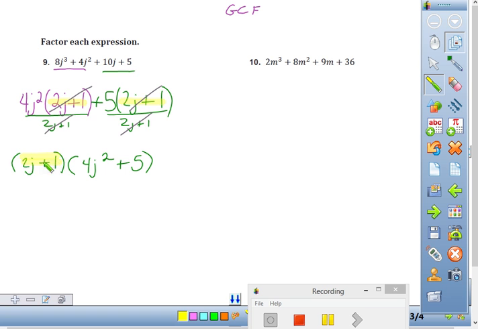So this was the yellow chunk that I divided off at the beginning. And this is what was left over. So this is completely factored. So we have binomial times binomial.